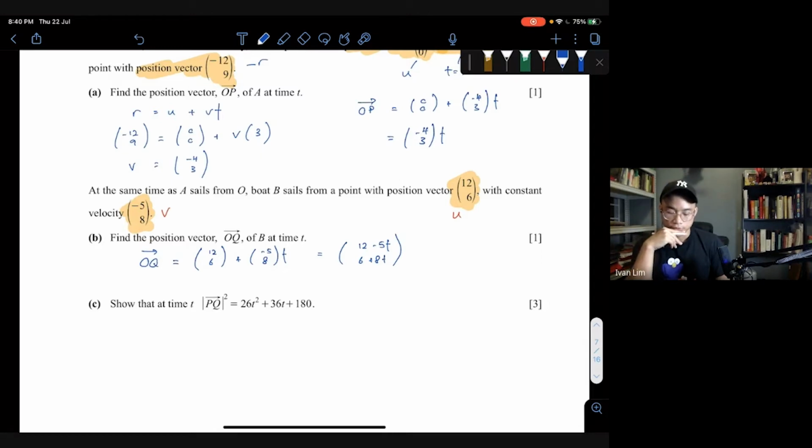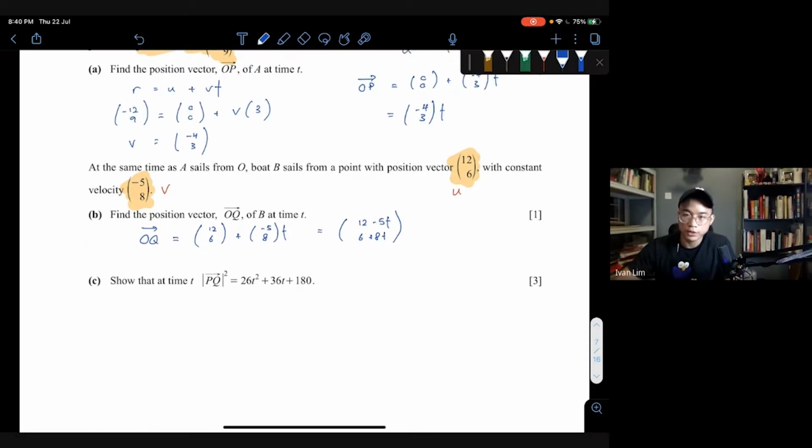Okay, then part c: show that at time t, PQ squared equals 26t squared plus 36t plus 180. So we have OP, we have OQ, and we want to find modulus PQ squared. The modulus formula, as we have learned already, is the square root of x squared plus y squared.